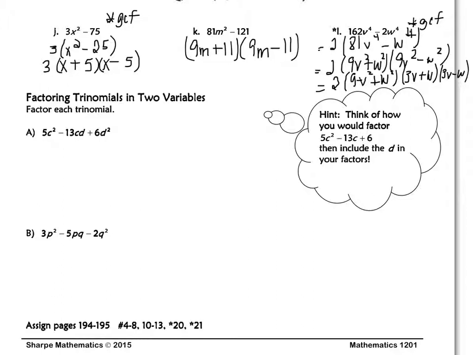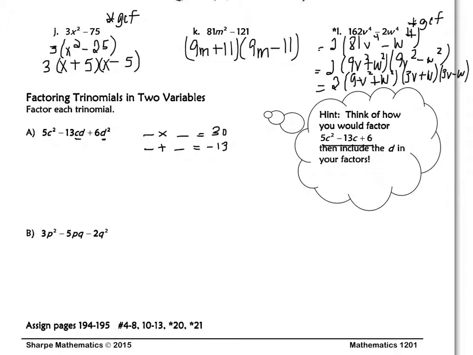And basically, if you look at the second variable, in this case, the new variable that's introduced is a d, we kind of ignore that for a minute and treat it as if it was 5c squared minus 13c plus 6. You'd be looking for two numbers which multiply to give you 30 and add to give you negative 13. So you're going to do basically the same thing as you did before, except when there's a CD, a combination term, and then a d squared on the end, you got to remember in your second factor to put a d in your second factor.